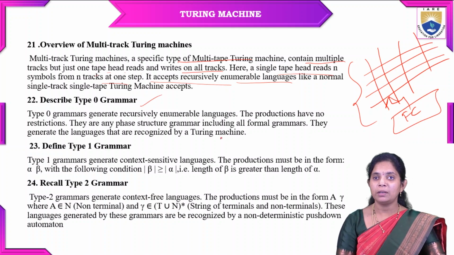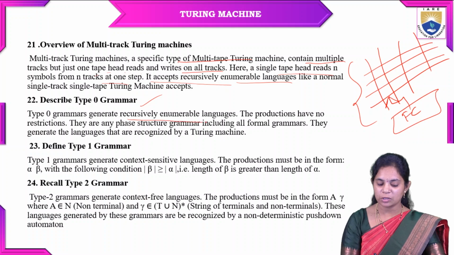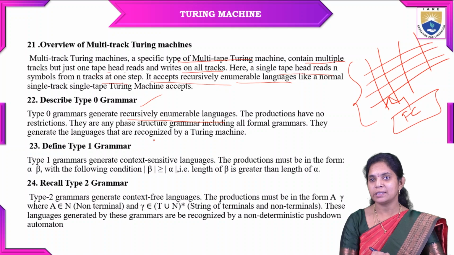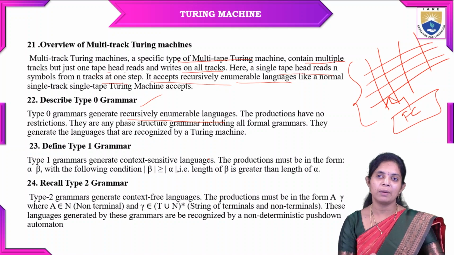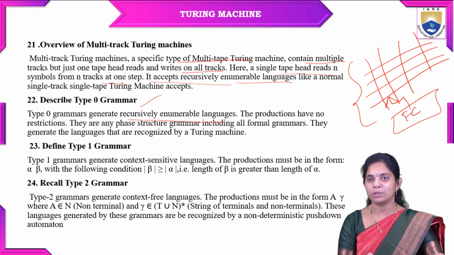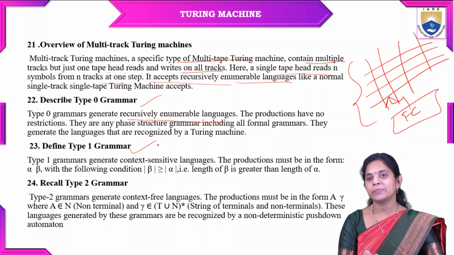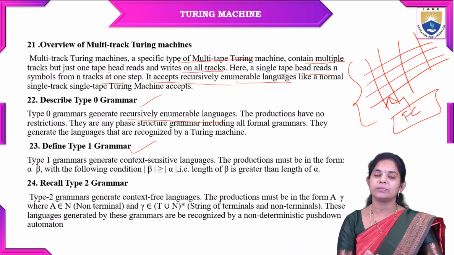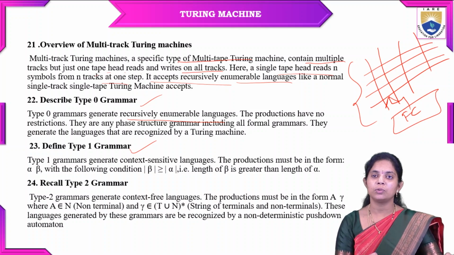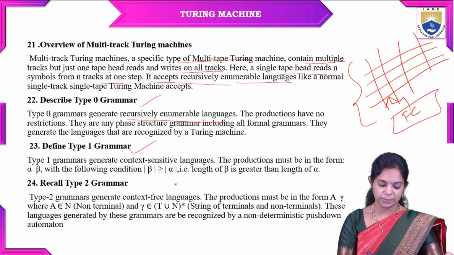Describe type 0 grammar. Type 0 grammar generates recursively enumerable languages. In the Chomsky hierarchy, this is the highest grammar, which is why it is named type 0 grammar. And type 1 grammar is a context-sensitive grammar, so we can construct the model of linear bounded automata. The language which type 1 grammar generates is the context-sensitive languages.